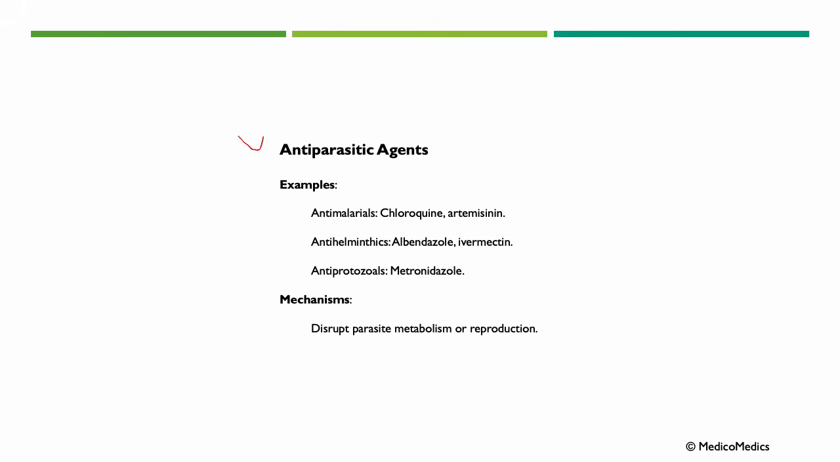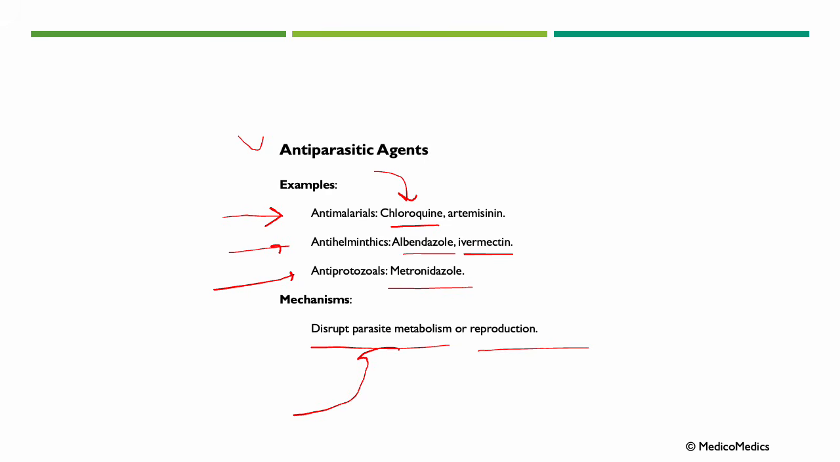And finally, anti-parasitic agents. So we have anti-malarials used for malaria like chloroquine. We have anti-helminthics like albendazole or ivermectin. We have antiprotozoals like metronidazole. And indeed, these disrupt parasite metabolism or reproduction.